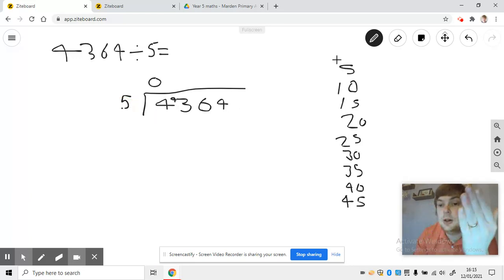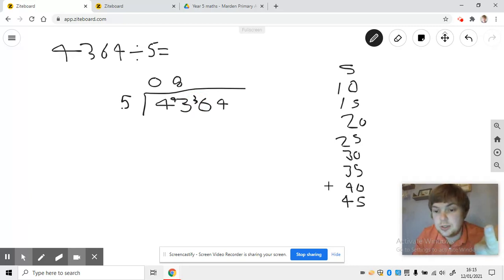So then we look at how many 5s go into 43. So this is where this list here is going to help us, because we can see all the way down here we've got 40 and 45. Now remember, we don't go over, so we go under. So we look at 40 and we know that is 1, 2, 3, 4, 5, 6, 7, 8 lots of 5. So 8 lots of 5 go into 43 with a remainder of, well, the difference between 40 and 43 is 3.